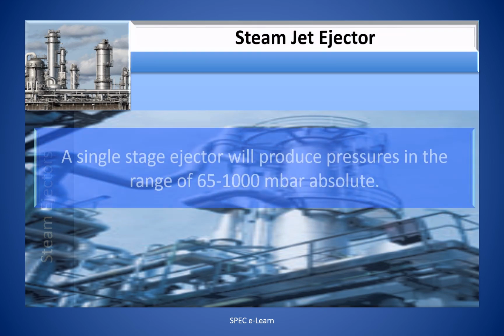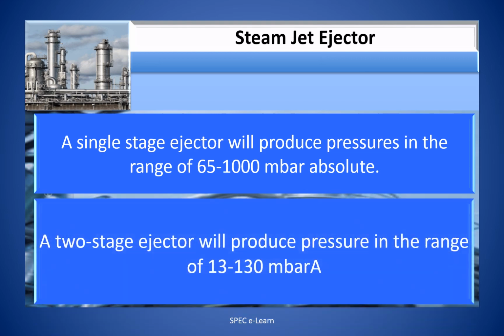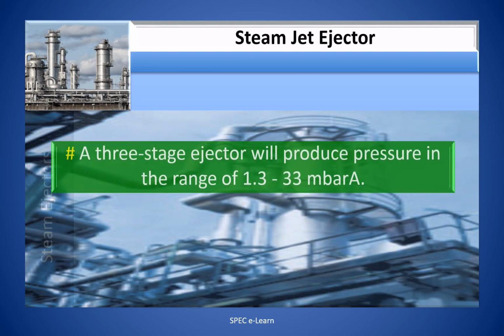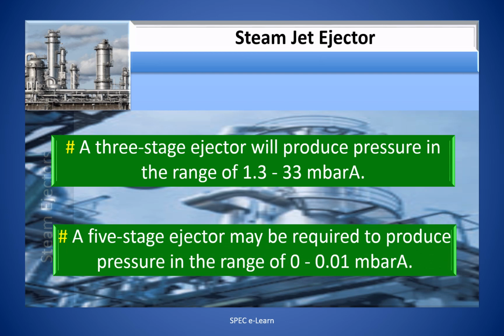A single-stage ejector will produce pressures in the range of 65 to 1000 millibar absolute. A two-stage ejector will produce pressure in the range of 30 to 130 millibar absolute. A three-stage ejector will produce pressure in the range of 1.3 to 33 millibar absolute. And a five-stage ejector may be required to produce pressures in the range of 0 to 0.01 millibar absolute.